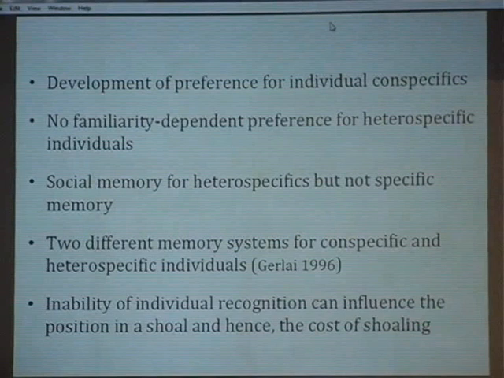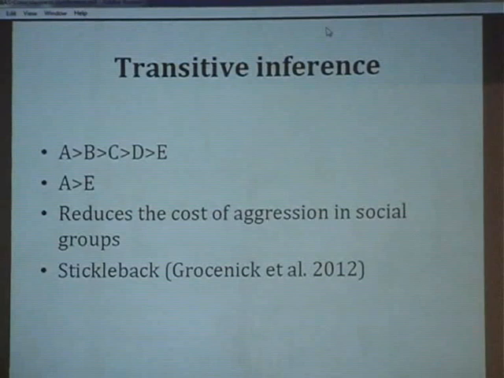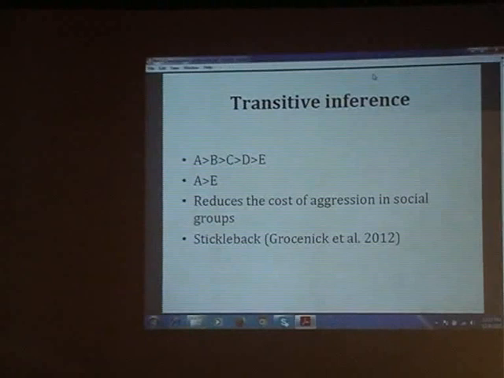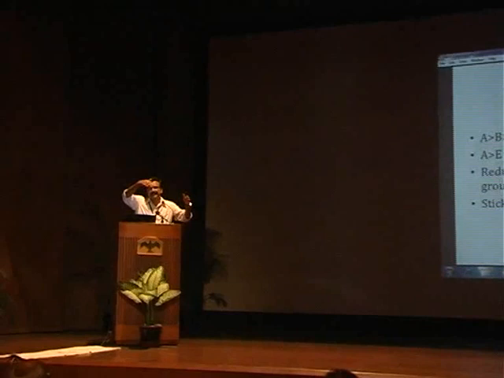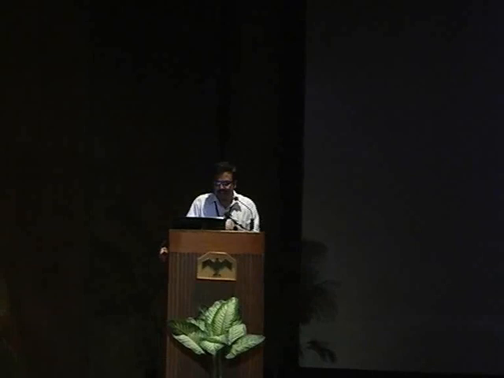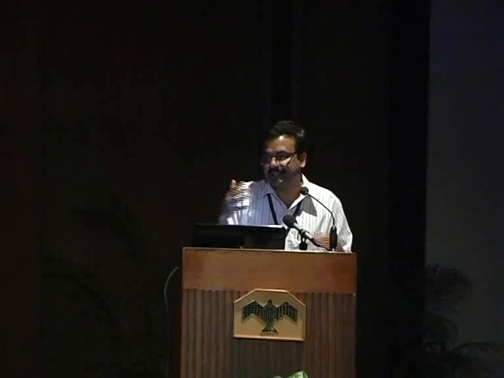Another interesting study is from the Grosenick group, who tried to know whether fish have the capacity for transitive inference. You may know that we don't have to test everything: if you see two people interacting, and the first person interacting with another person, you'll be able to come up with a sequence in your brain. So Grosenick et al. tried to understand the fighting pattern between members of Astatotilapia burtoni, another kind of fish.